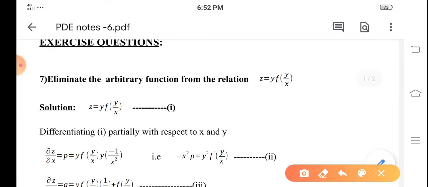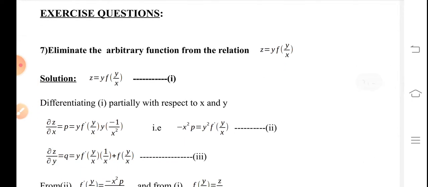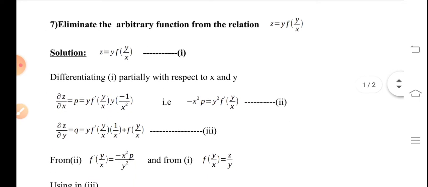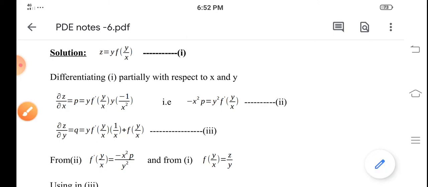Question number 7. Eliminate the arbitrary function from the relation z is equal to y into f of y by x. Here we have to eliminate arbitrary function f. We take the given relation as equation 1. Now, to eliminate arbitrary function f, differentiate equation 1 partially with respect to x and y.